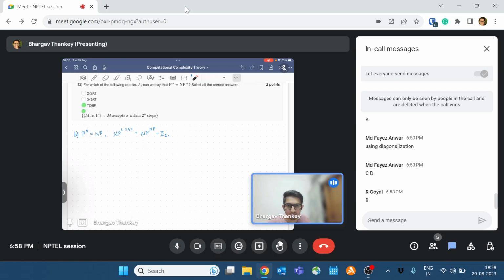If you remember in this proof, what we did was this: you were able to simulate the for all quantifier using this oracle access. So when you have this oracle for 3 sat, you don't only have an oracle for 3 sat, you also have an oracle for 3 sat complement, right?